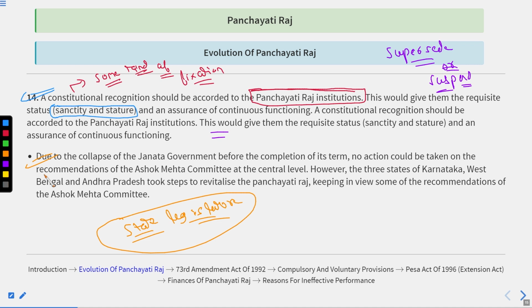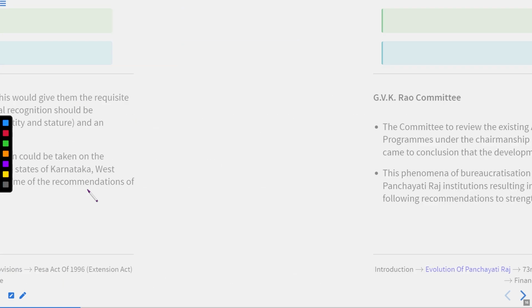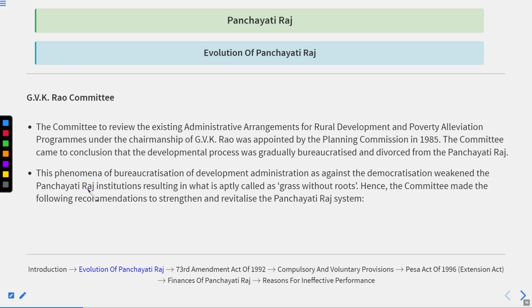Like what happened? The Janata government, which appointed the Ashok Mehta committee in 1977, got dissolved before completing its term. So due to this, at the central level, no formal action could be taken by anybody. But at the state level, there were three states, Karnataka, West Bengal, and Andhra Pradesh. These three states came forward and they took action on it, according to the Ashok Mehta committee.